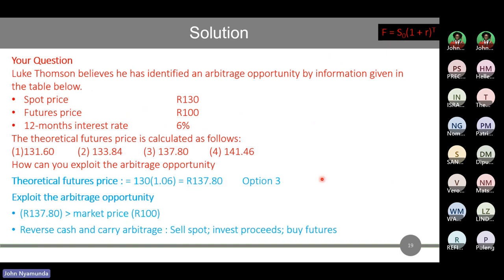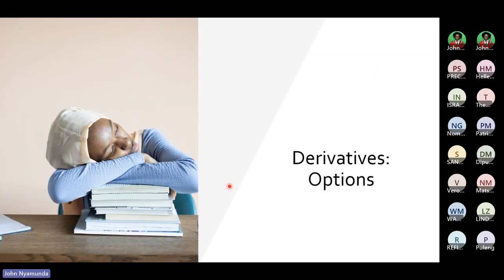137.80, option 3. So we are going to do the story about the reverse cash and carry: sell spot, invest proceeds, buy futures. Anyone with a question? Ladies and gentlemen, we move on and we talk about options. Okay, I hope we are not stuck here. Yes, Norma.